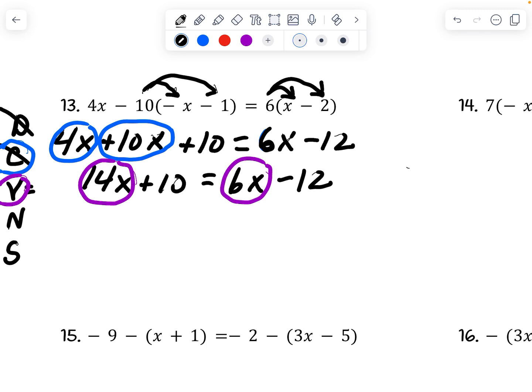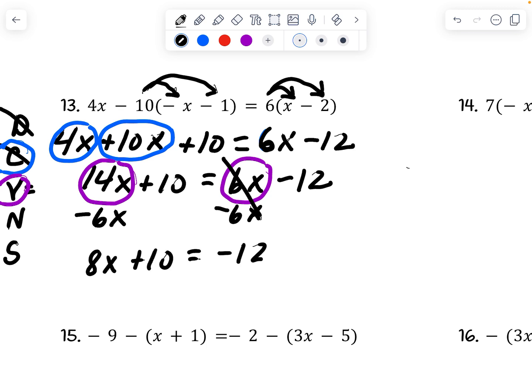So I'm going to move the variable with the smallest coefficient, which would be 6x. The number in front of the x is smaller. So I'm going to do inverse operations. So right now it's plus 6x. So I'm going to minus 6x from both sides. It cancels on this side. And I'm left with 8x plus 10 equals negative 12. So by the third step, our equation is looking a lot simpler.